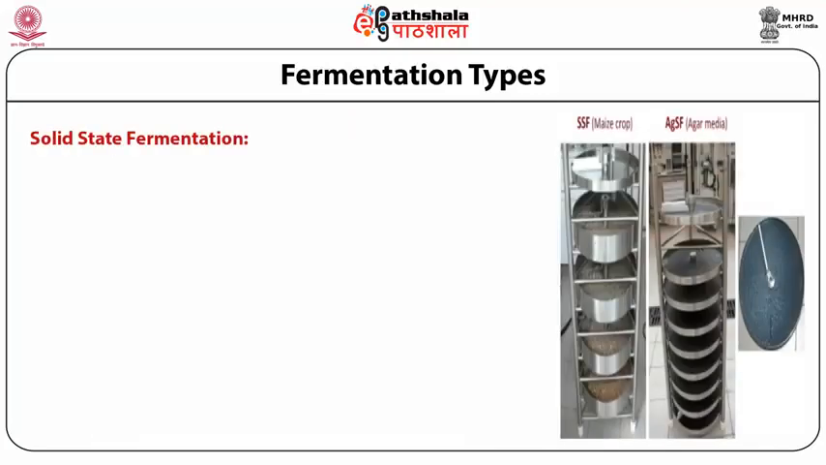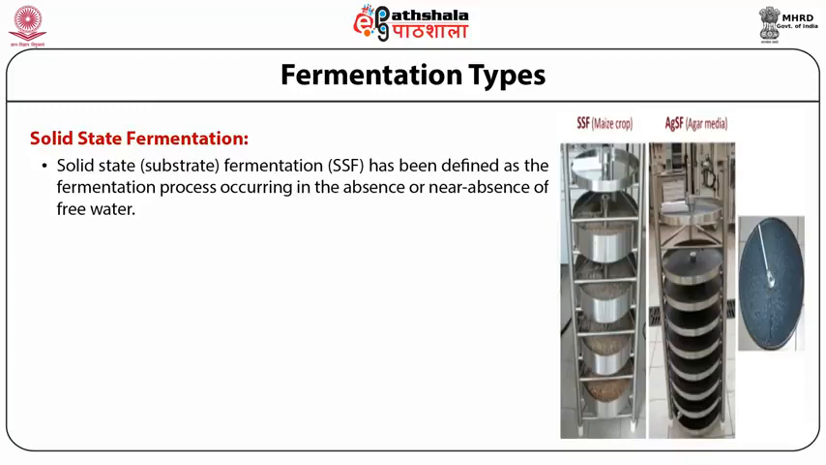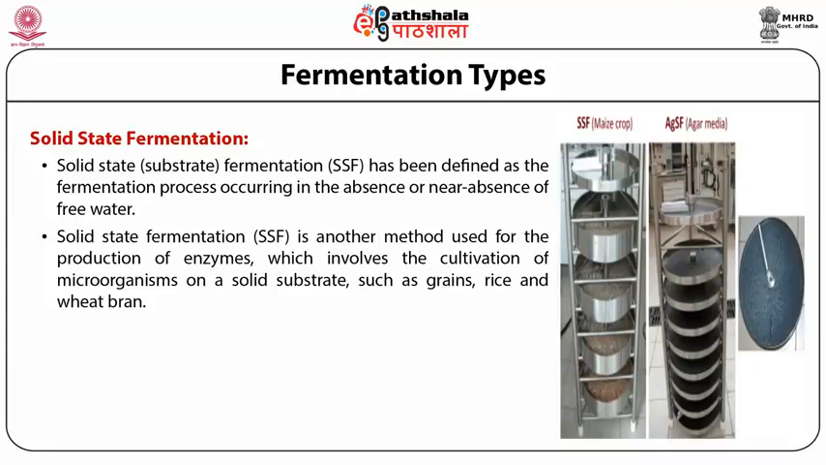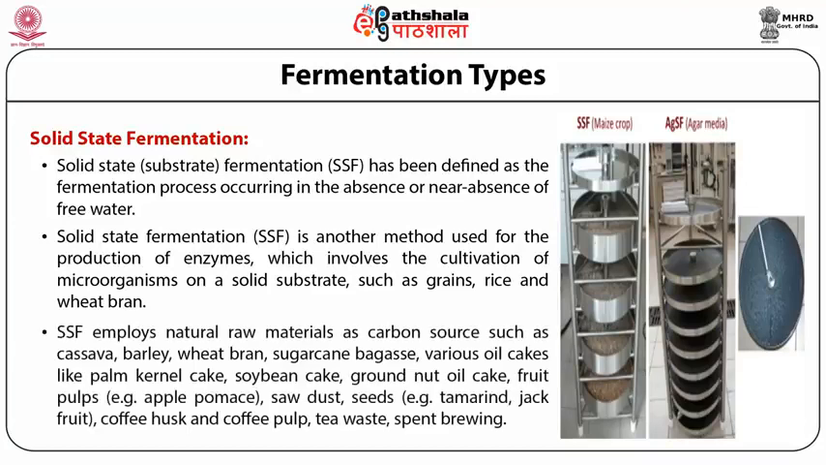Solid state fermentation can be defined as a fermentation process occurring in the absence or near absence of free water. It is used for the production of enzymes and involves cultivation of microorganisms on solid substrates. We can use grains, rice and wheat bran as a solid substrate. It employs natural raw materials as a carbon source such as cassava, barley, wheat bran, sugarcane, various oil cakes like palm kernel cake, soybean cake, groundnut oil cake, fruit pulp, sawdust and seeds.